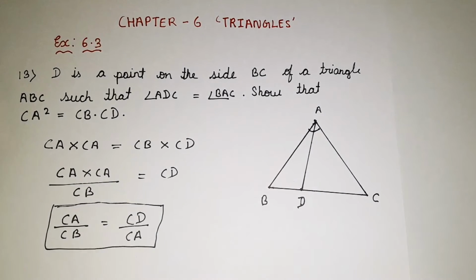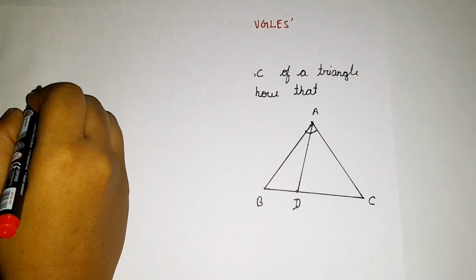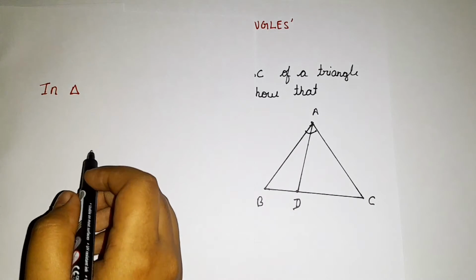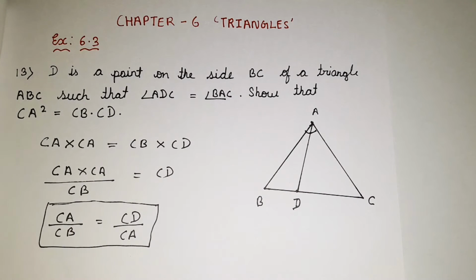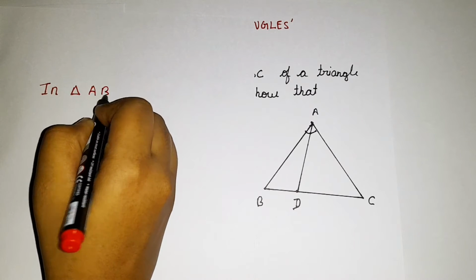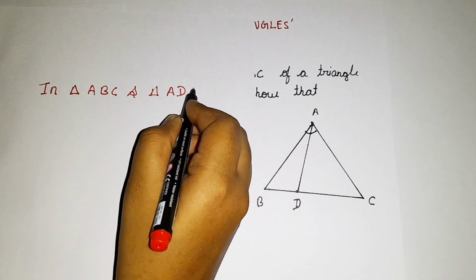So now let us take in triangle. Okay guys, I'm going to be taking in triangle. Since you know CA and CB are lying on triangle ABC, and CD and CA are lying on triangle ADC, now let us take in triangle ABC and triangle ADC. We are just taking these two triangles.